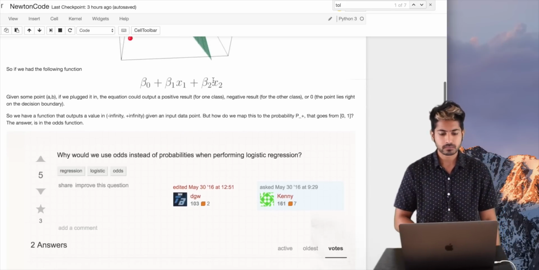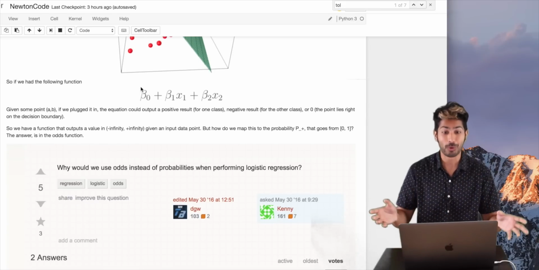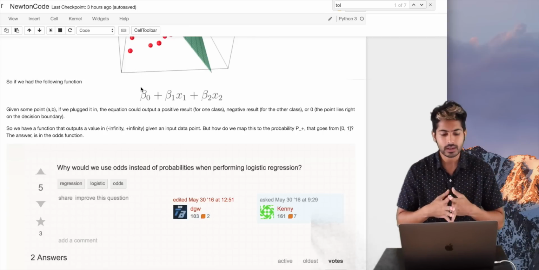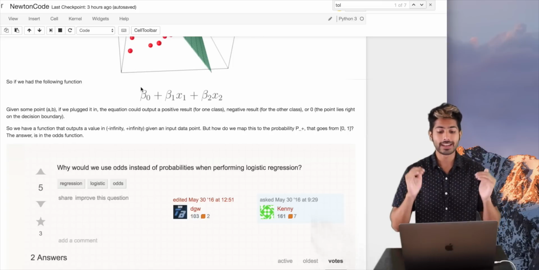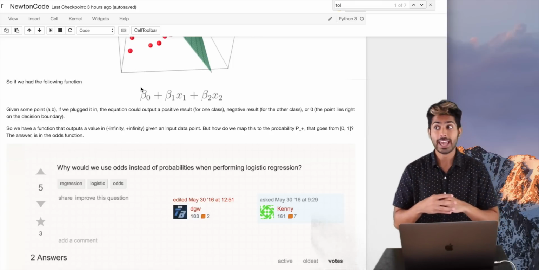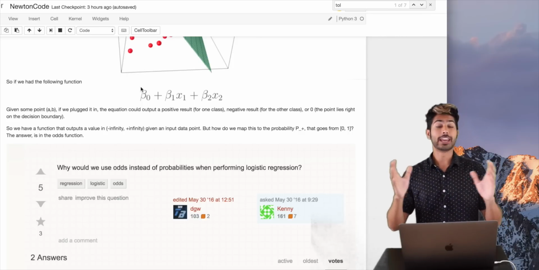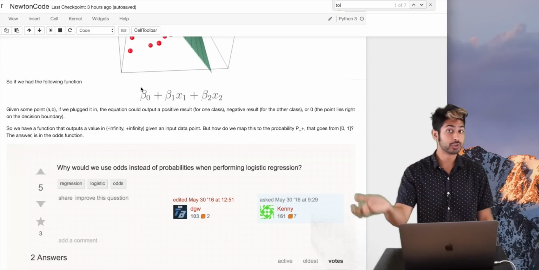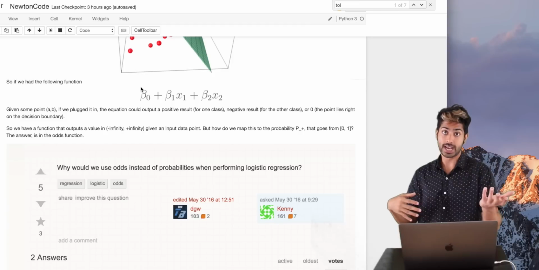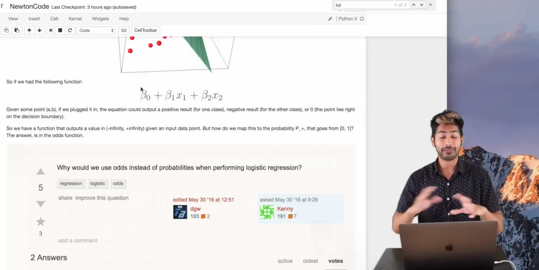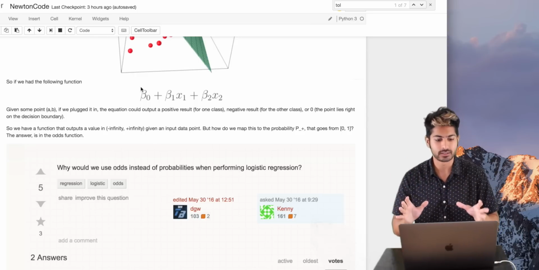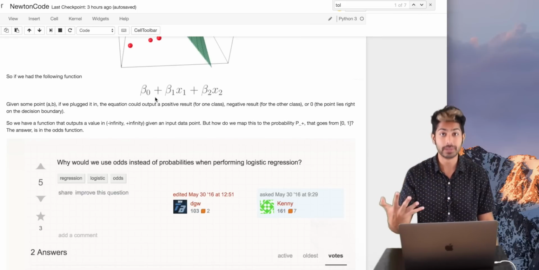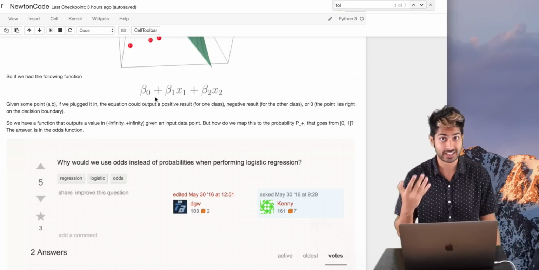If we had this function and plugged in some point, let's say a, b, or x, y, whatever you want to call it, a coordinate pair, it could give us a positive result, a negative result, or a 0, which is a point that lies right on the decision boundary. Assume that if it's positive, it's of one class. If it's negative, it's of the other class. And if it's 0, it's right in the middle, so it's of neither class. And what we want is to set this equal to some probability value or some probabilistic value.